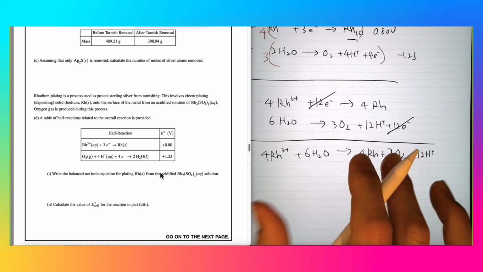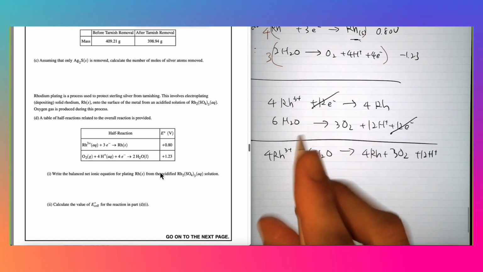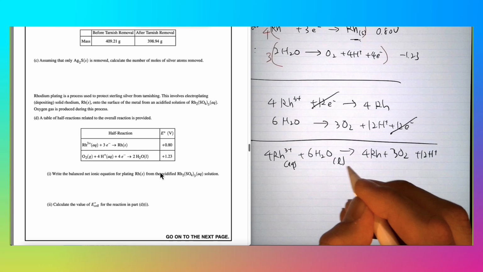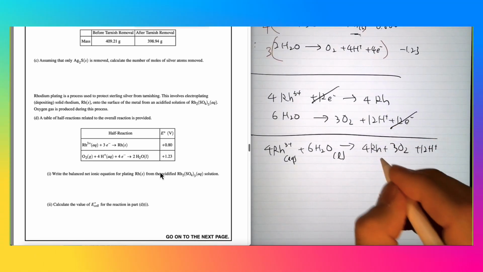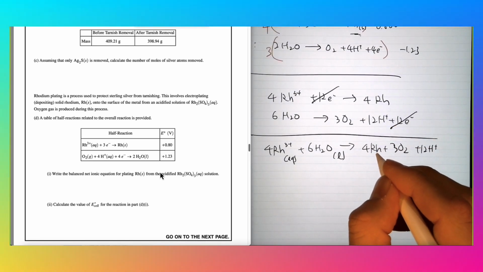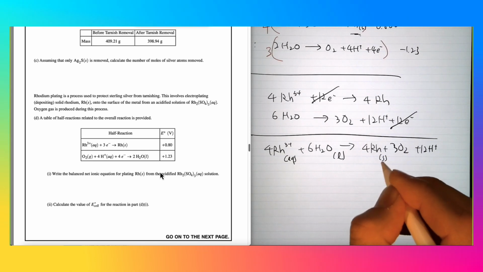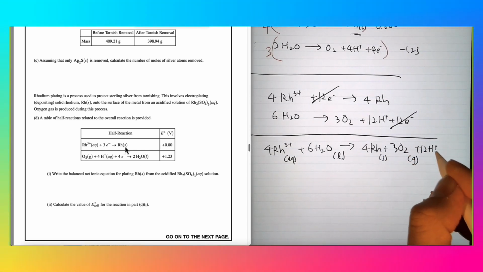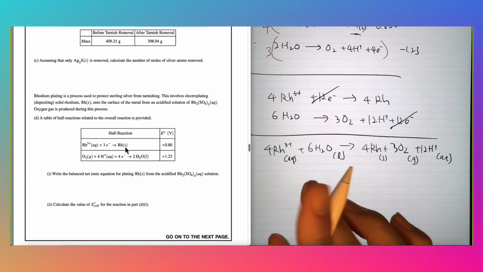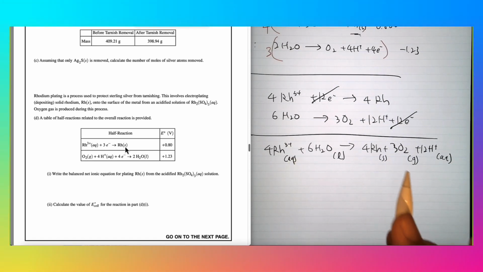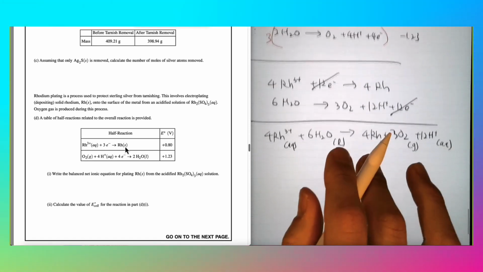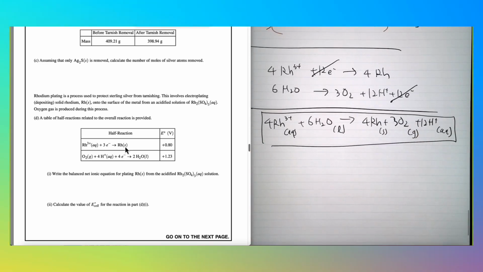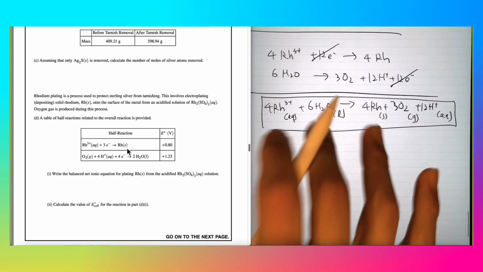Okay, it's a good practice for you to also state the state: aqueous for any ions, water for H2O. Rhodium is a metal, right? Because it's the one that we're collecting. And not only that, look at the Gibbs reaction. Oxygen is gas, and this is aqueous. 4, 6, 4, 3, 12. And this gives you 1 point. And please box it so the graders don't have to look for your answer.